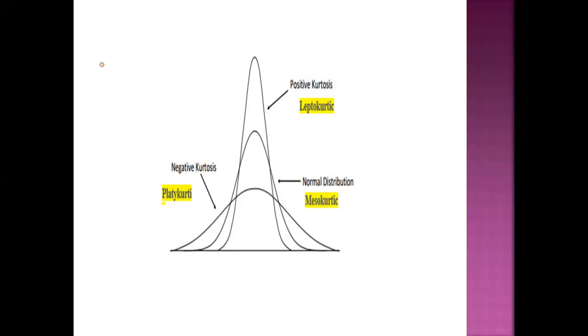And if a lot of data lies on the sides, and the peak of the diagram is lower than the normal bell-shaped curve, that will be platykurtic. And if it's almost equal to the normal distribution curve, then it will be called mesokurtic.